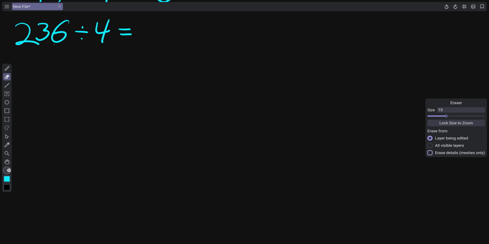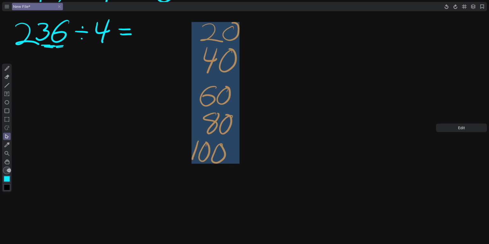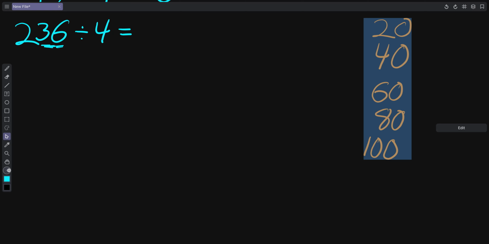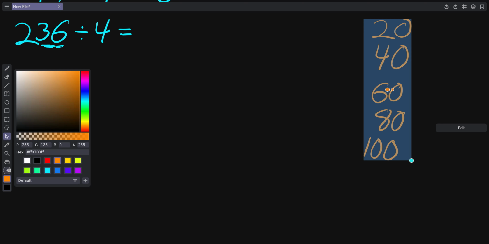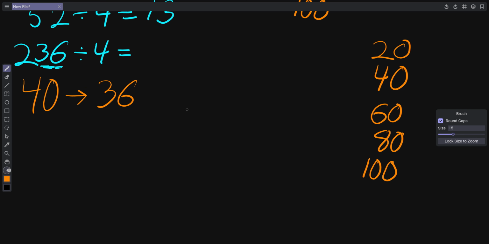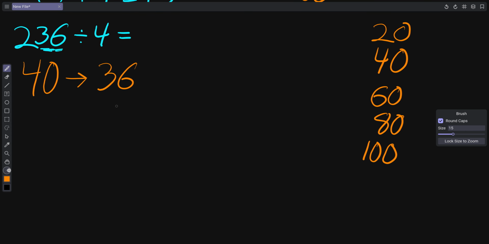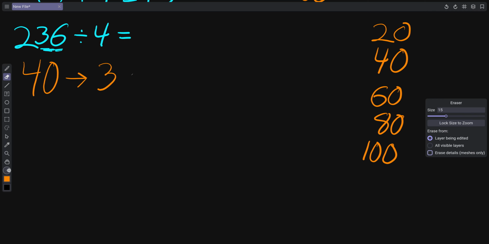Is 36 a multiple of 4? Well, let's find out. We're going to take those increments of 20, and 36 is very close to 40. So we'll take 40 and we'll count down by 4 to see if we can get to 36. And 40 minus 4 actually does equal 36. So we know that 236 is evenly divisible by 4.